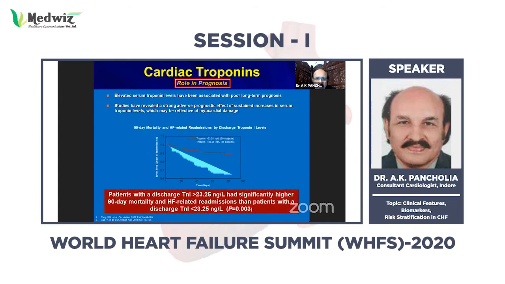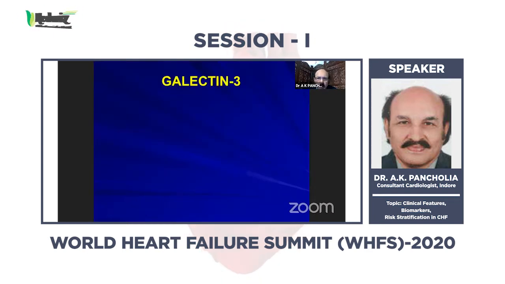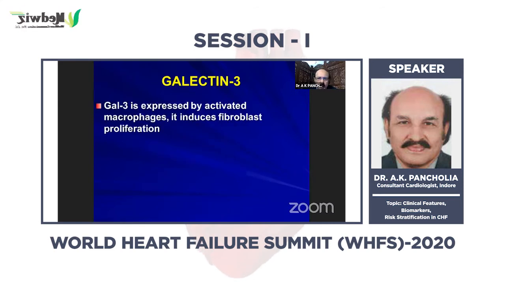Cardiac troponin also plays an important role in the prognosis. The patient with the discharge troponin of more than 23.25 nanogram per liter had significantly higher 90-day mortality and heart failure related problems compared to the lower levels, less than 23. Then this is the data from the RELAX-AHF study with serelaxin. The baseline peak and the peak change in the troponin were associated with worse outcome, with the strongest association with 180 days cardiovascular mortality.